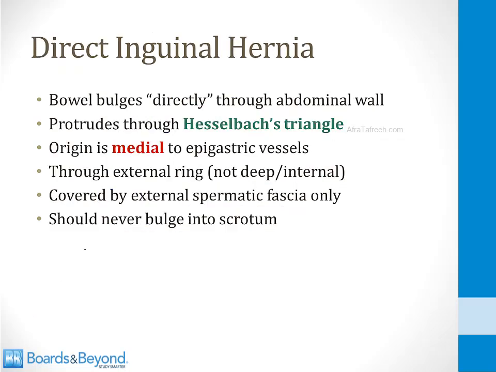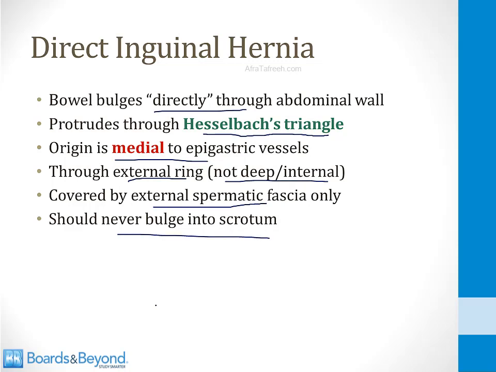These hernias are called direct because the bowel bulges directly through a breakdown in the abdominal wall. People with direct inguinal hernias have a bulge through Hesselbach's triangle. I'll show you what that is in a minute. In contrast to indirect hernias, the origin of these hernias is medial to the epigastric vessels. The hernia goes through the external ring, but not the deeper internal ring like indirect inguinal hernias. It's covered only by external spermatic fascia, and it should never bulge into the scrotum.